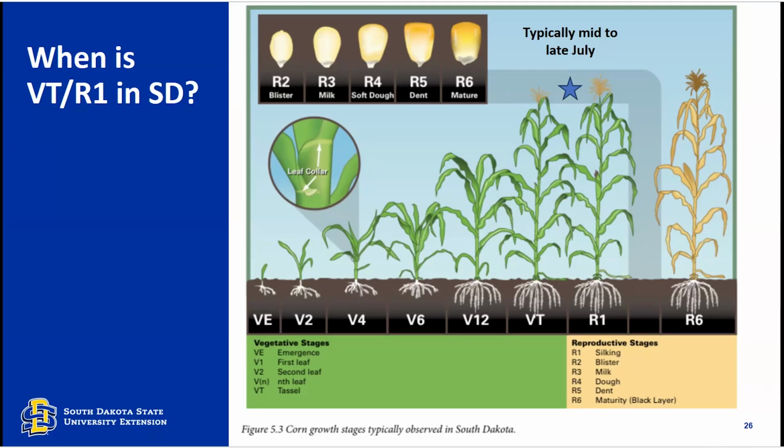Just really wanting to get you familiar with when to start scouting and looking at or applying for some of these diseases. So again, for tar spot, you can apply up to the milk stage, R4, the dough stage, if there's severe disease.